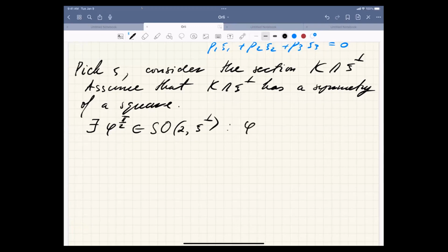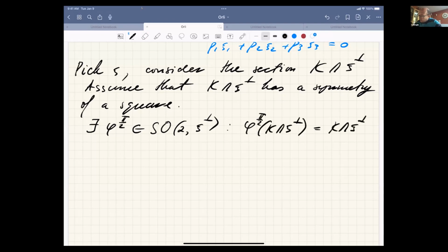Yes. Since your body is symmetric with respect to the origin, then the section will also be symmetric with respect to rotation by pi. And you are asking if it is also symmetric with respect to pi over 2, like a square. Yes, yes. Okay, so phi of pi over 2 applied to K intersection psi perp is again K intersection psi perp.